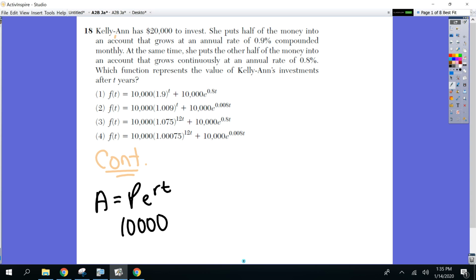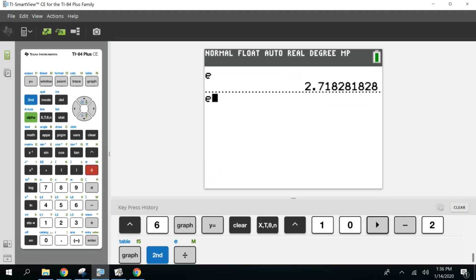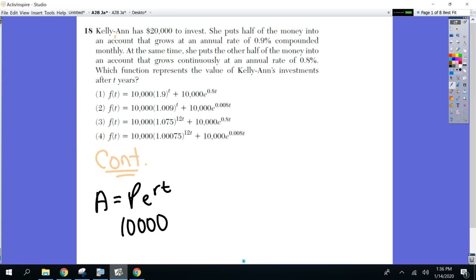You are not plugging in for E. E is a number. It's like pi. Take a look at my calculator. E. That's a number. So it's just going to stay E. We don't plug anything in for that.